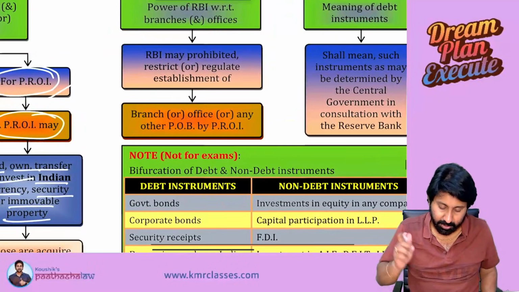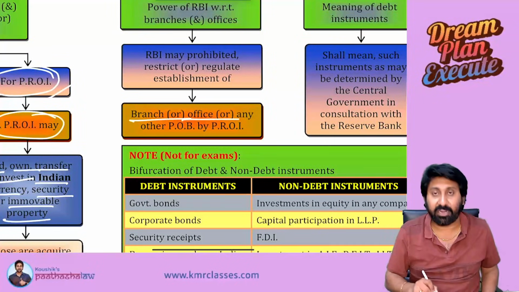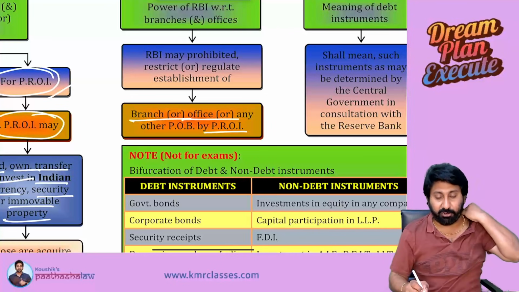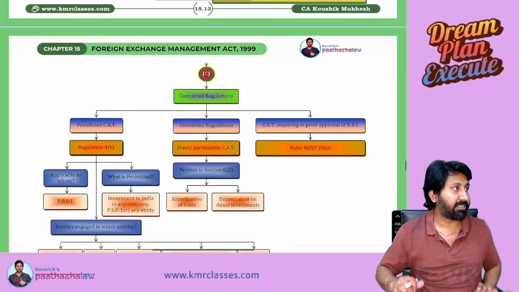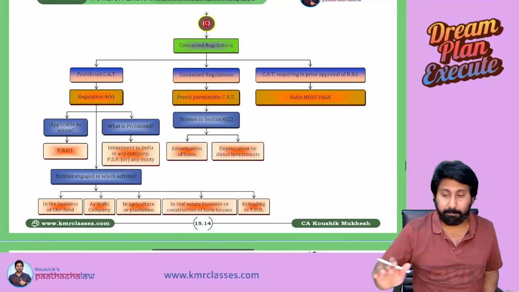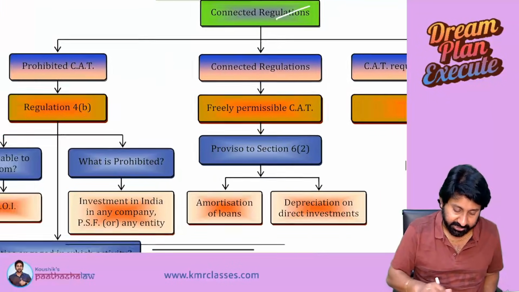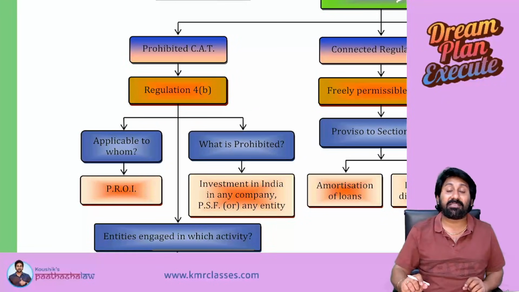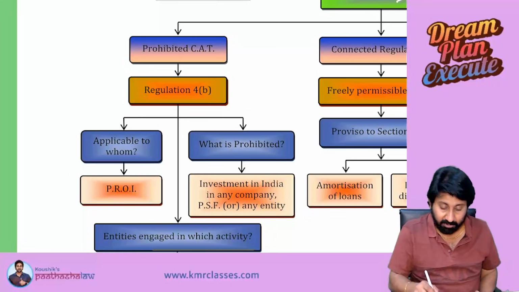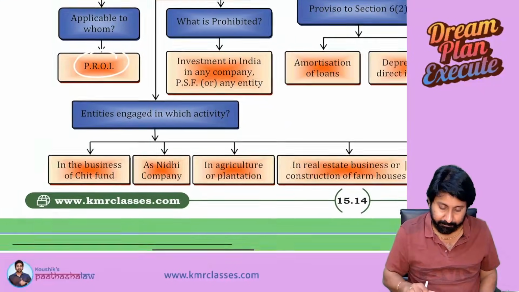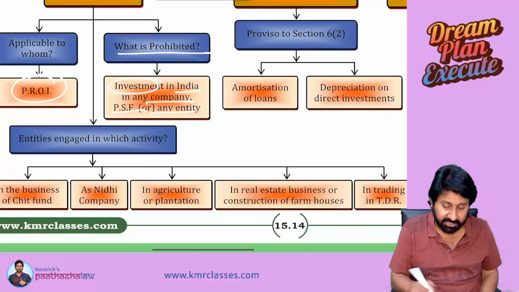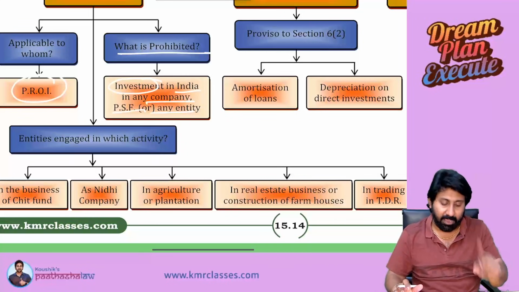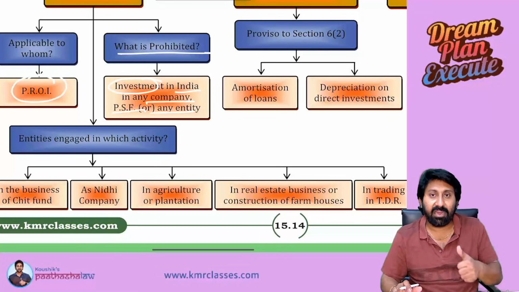Next. Even if you want to establish any branch office or etc., if a PROI wanted to establish that, then also RBI has a power to regulate it. Okay, that's it. These are all some important things. Next one, connected regulations. There we read prohibited capital account transactions, like express prohibitions are there for PROI. What are those? PROI is prohibited from making investment in India in any company, partnership firm or any entity. Who is prohibited? PROI. Prohibited from what? Investing. Where? In any entity.